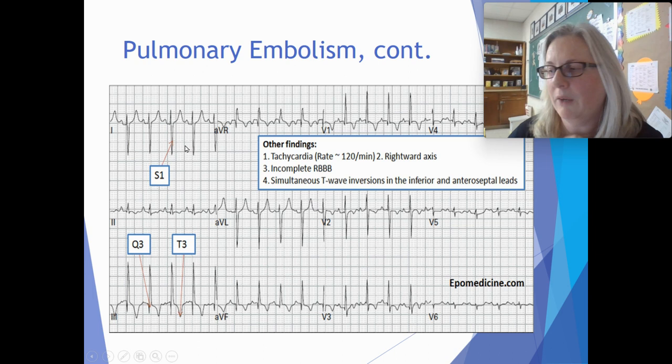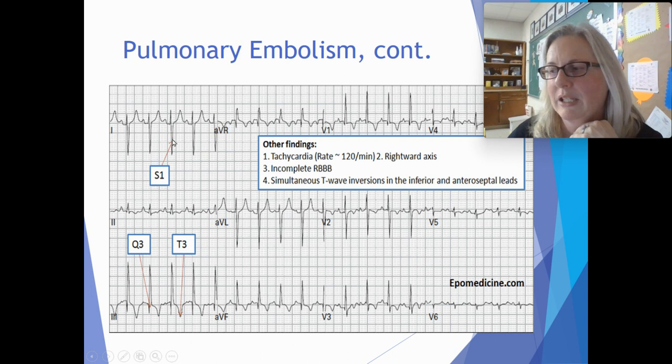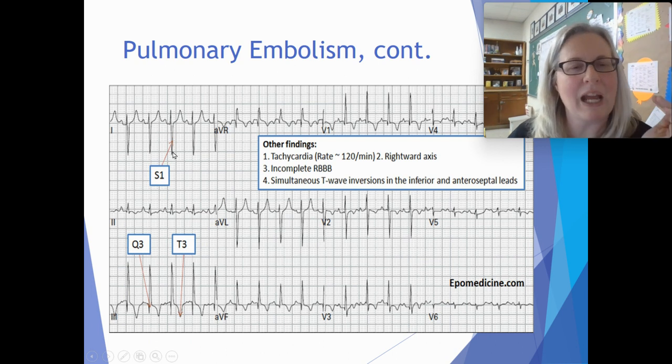All right, this one right here is a classic pulmonary embolism. And all we need to look at is lead one and lead three to tell. So remember, S1 is going to be lead one, and we're going to look at the S wave. Look how large and deep this S wave is, very deep. That doesn't mean that every S wave in lead one means pulmonary embolism. You have to have all three criteria, okay?